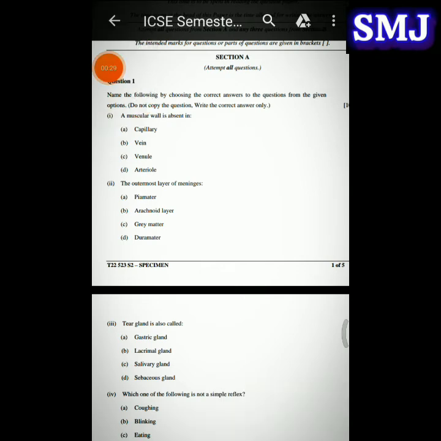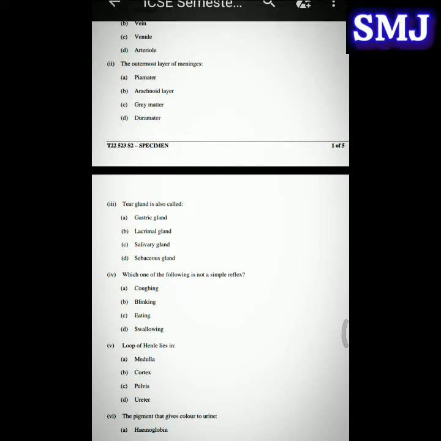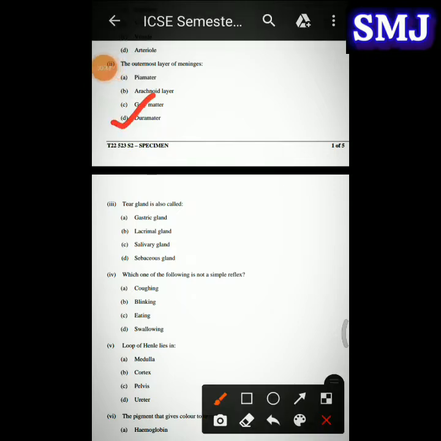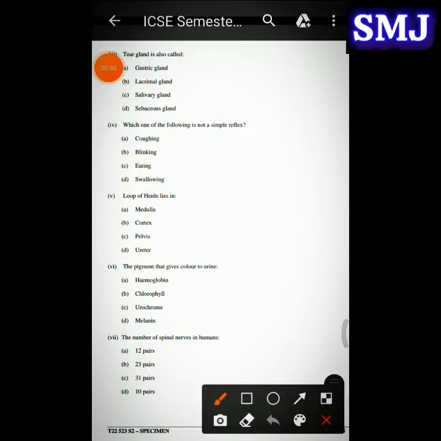Next question. The outermost layer of meninges is known as. So the answer is duramater, option D. Next question. Tear glands is also called. So the answer is lacrimal gland.